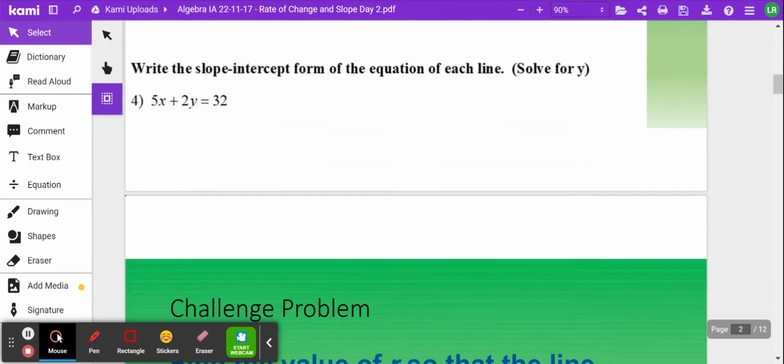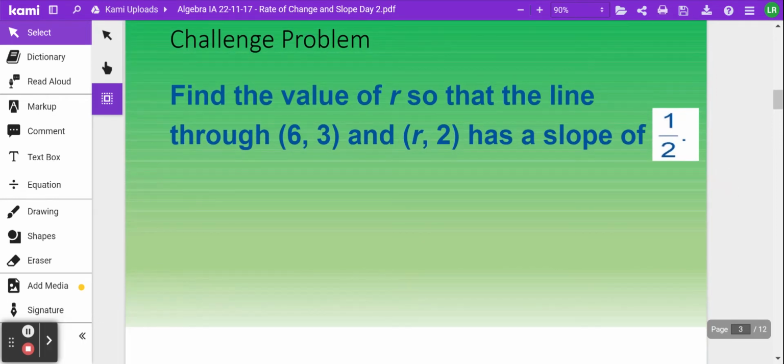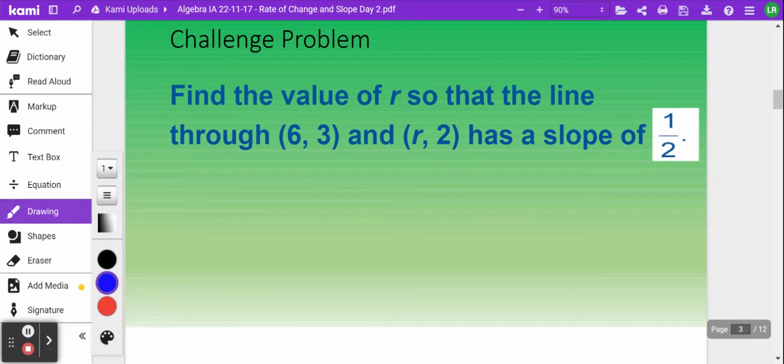And let's look at some of these problems. This is the first one we are going to focus on. I'll give you a little secret. There's going to be an extra credit problem on your quiz that deals with this. It says find the value of r so that the line through (6, 3) and (r, 2) has a slope of 1/2.